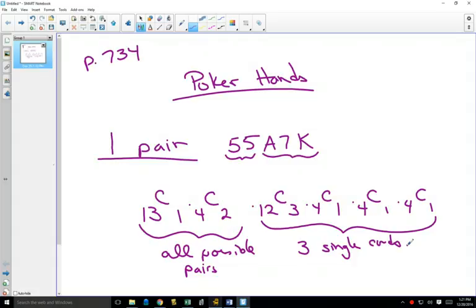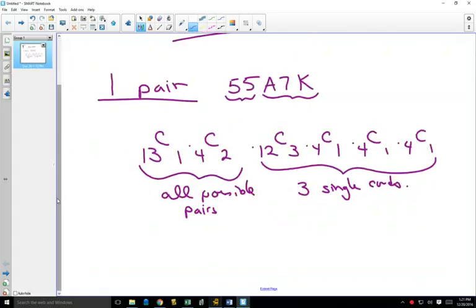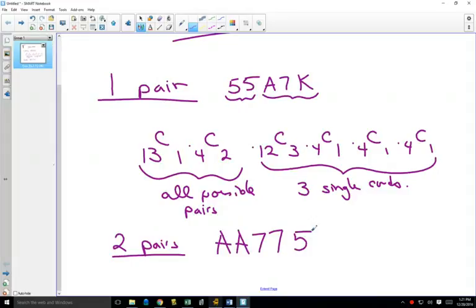So the first squiggly bracket part picks our pair, and the next squiggly bracket part picks our 3 separate cards. Okay, let's look at 2 pairs. An example of a hand with 2 pairs could be that you get 2 aces, 2 sevens, and a 5. Would it be better if I put symbols with these, or are you okay with just ace, ace, 7, 7, 5? Okay, that's an example of 2 pairs.